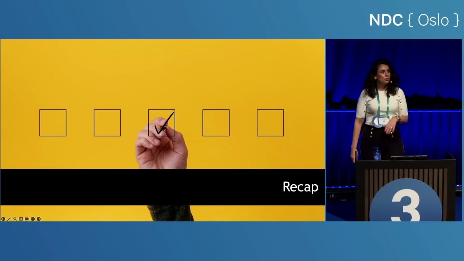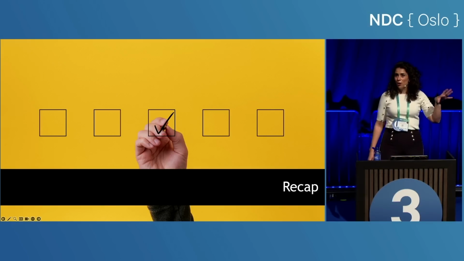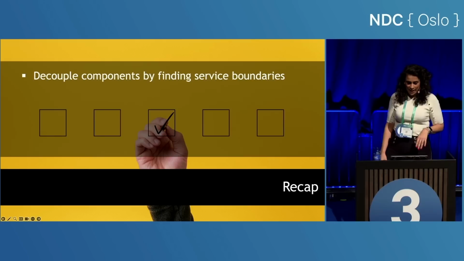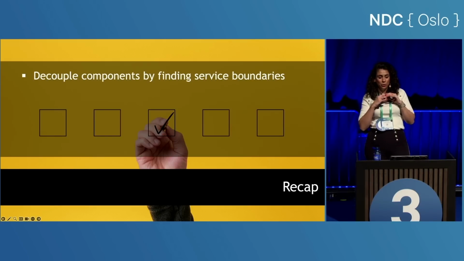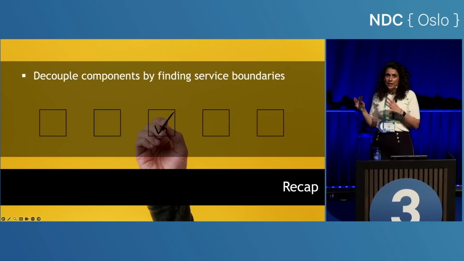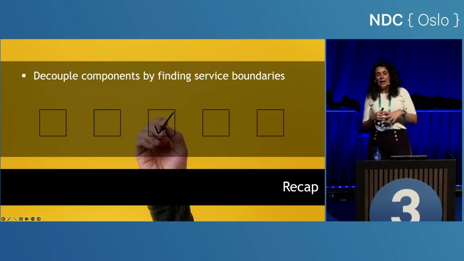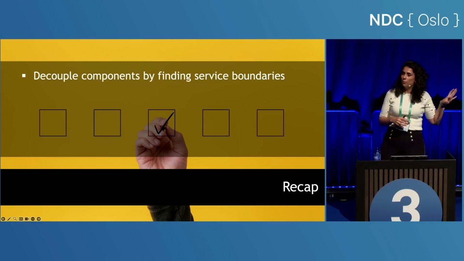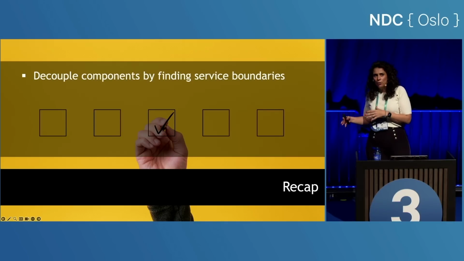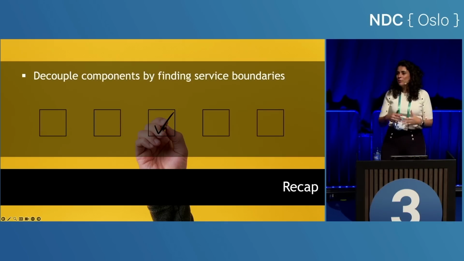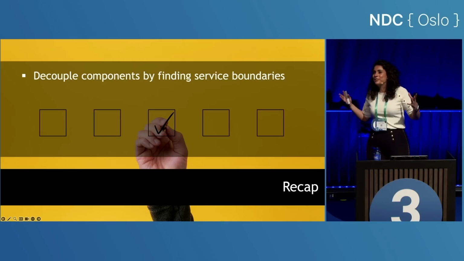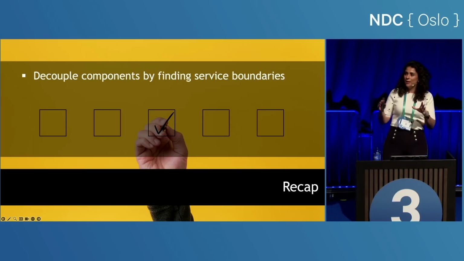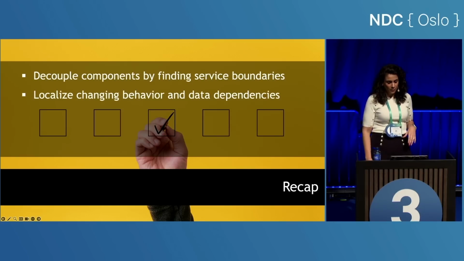Okay, so let's recap this first chapter. I know it was the longest one, so bear with me. Now, as we said, we want to decouple as much as we can by finding service boundaries. Actually, I don't really like the word decoupling because we don't want to decouple. We want to manage coupling. Something that is decoupled just does not work together, right? So it's about balancing and managing the coupling.